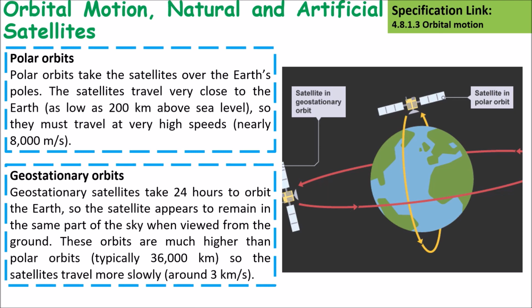A geostationary satellite takes about 24 hours to orbit the Earth, so that the satellite appears to remain at the same part of the sky when viewed from the ground. These orbits are much higher than polar orbits, so the satellites are travelling much more slowly.